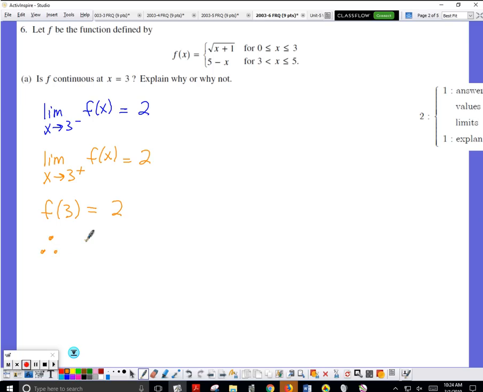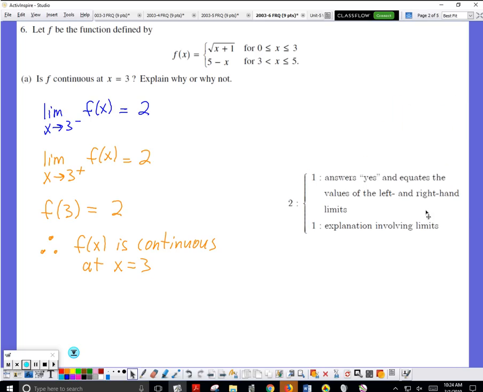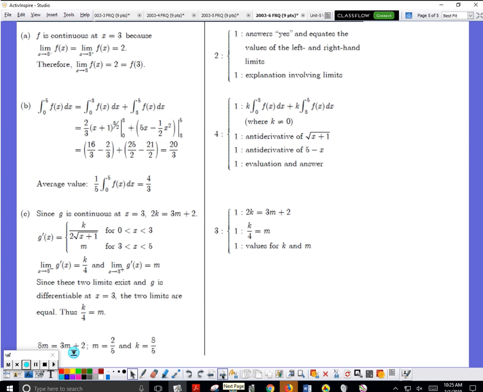Therefore, f of x is continuous at x equal 3. And that gets you 2 points. Double check how they did it, just make sure I'm not forgetting something. Yeah, they just find the limits and the value of the function, so we're good.